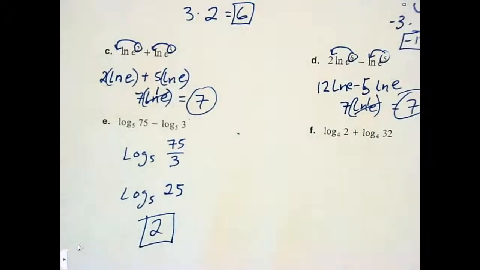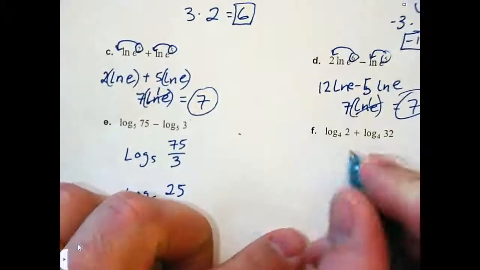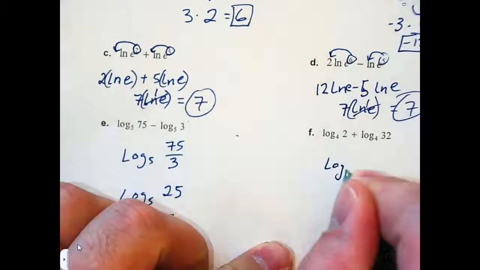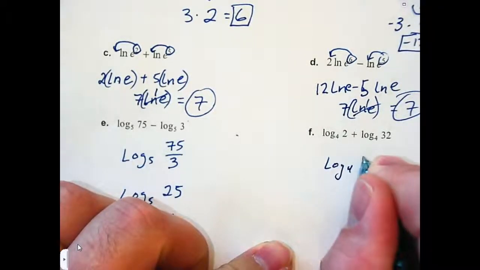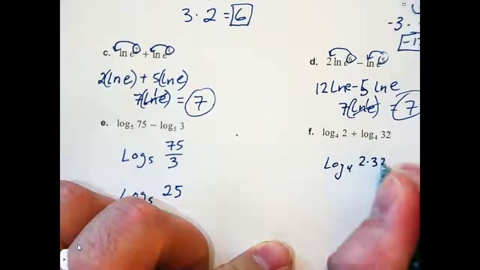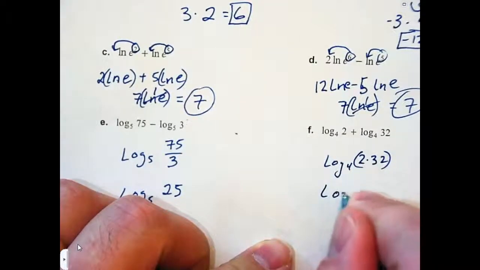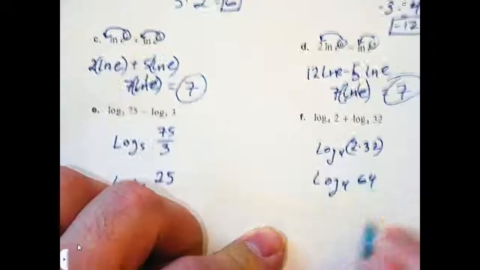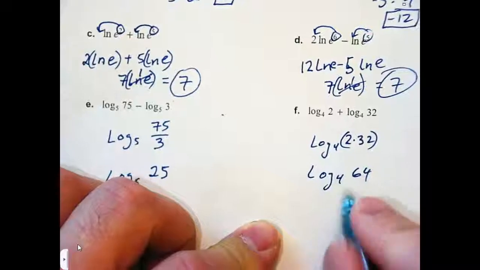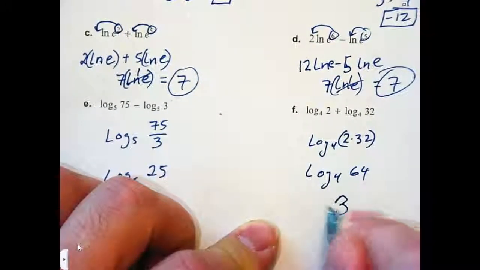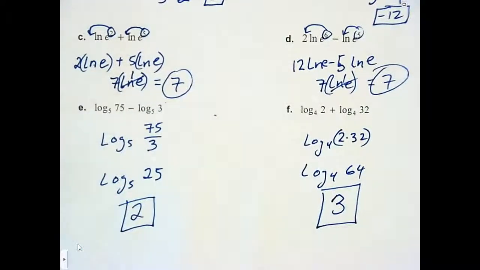Okay. Go ahead and finish that last one real quick. I'll put the answer up in a minute. Okay. Product property. Log base 4 of 2 times 32, which is log base 4 of 64. 4 to what power is 64? Any questions?